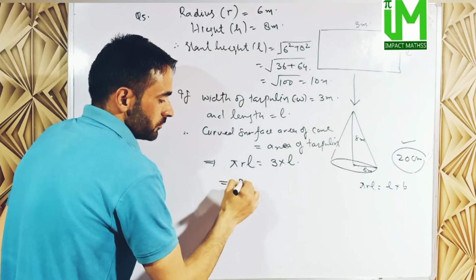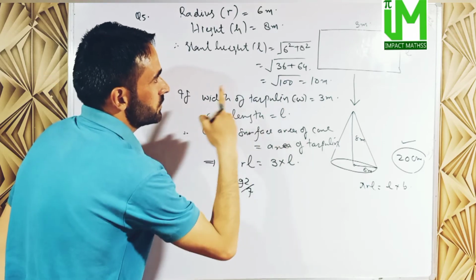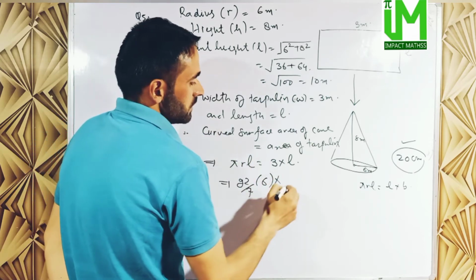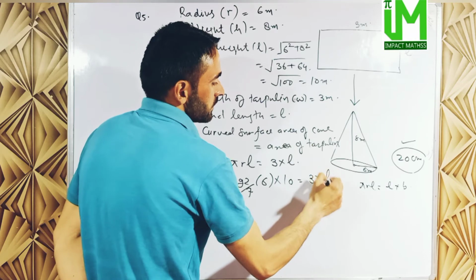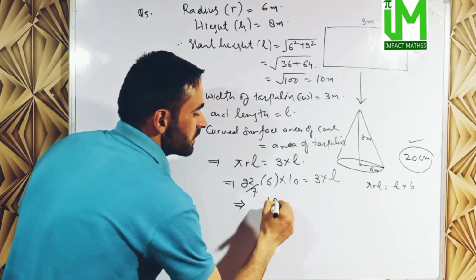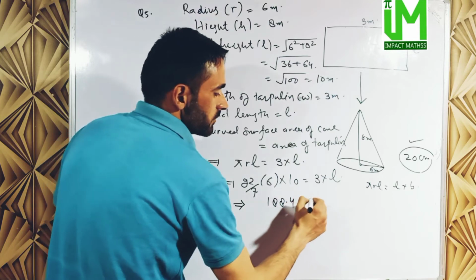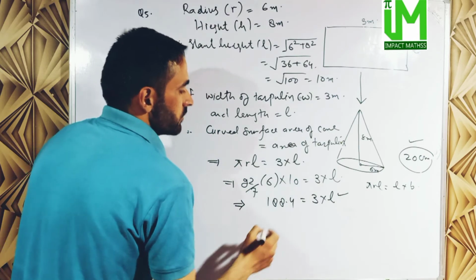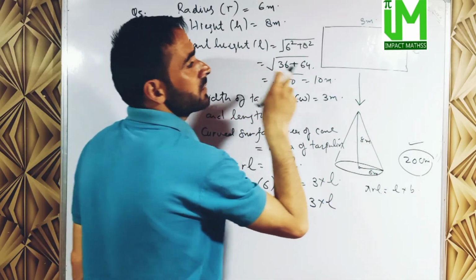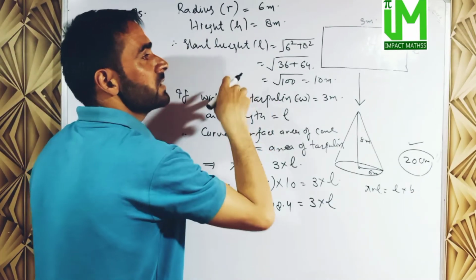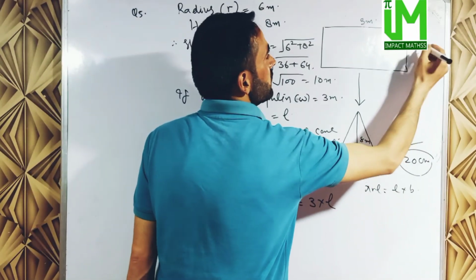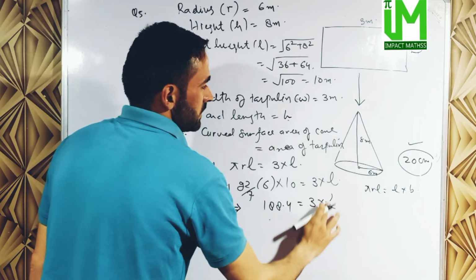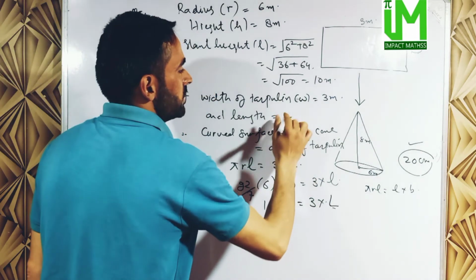So pi value 22/7, R value given to be 6, into 6 into L, with the L value 10, is equal to 3 into L. When we simplify this, it will be 188.4 is equal to 3 into L, where L stands for the length of the tarpaulin. The slant height is also L, so to distinguish, the length of the tarpaulin we denote with capital L.